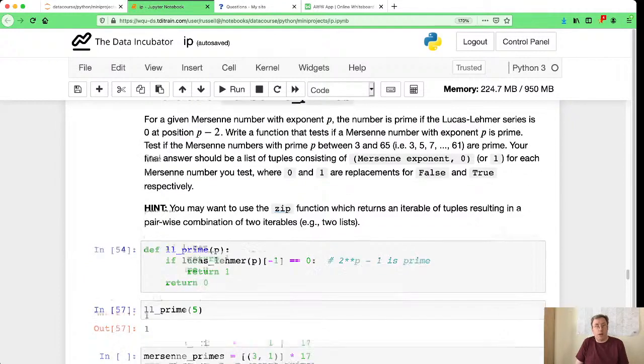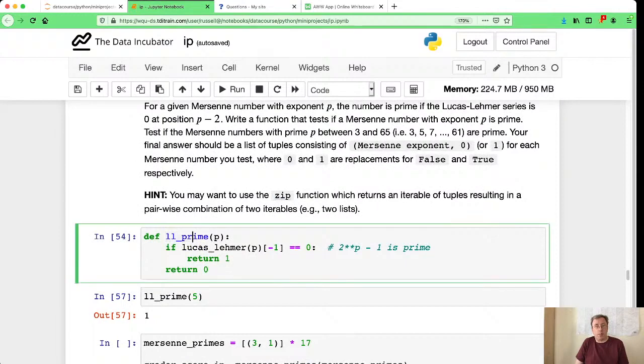If we have an exponent p, we can compute the Lucas-Lehmer series. This is what Lucas-Lehmer p is doing. And we look at the last term in the series. If that's 0, then we have a prime number. And to denote a prime number, we're going to return 1, or true. We're basically returning true and false, or in this case, we're told to return 1 and 0.